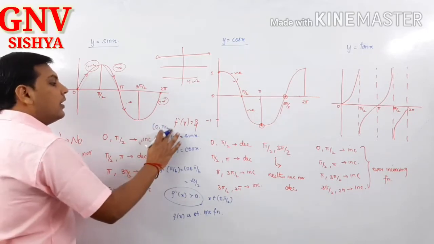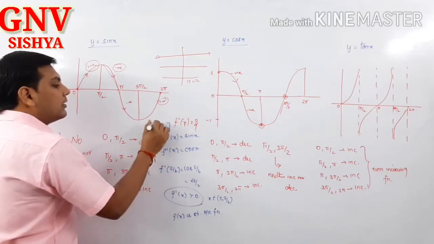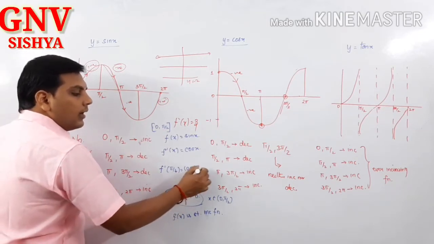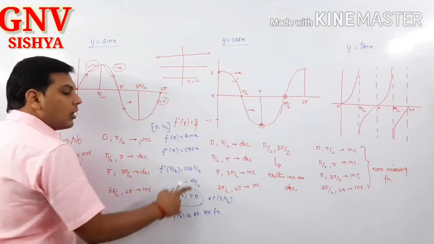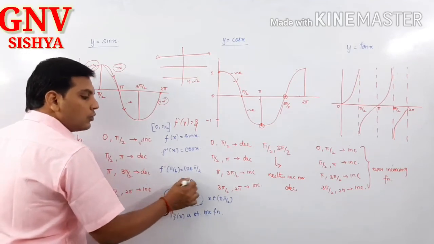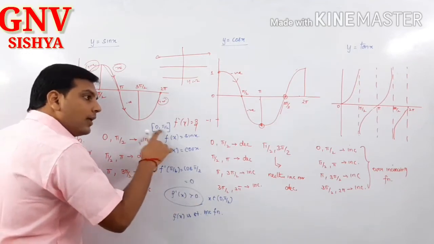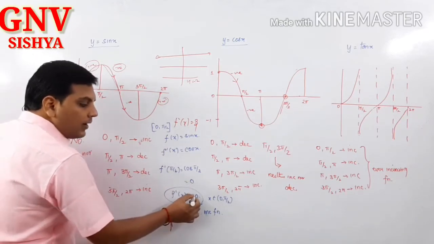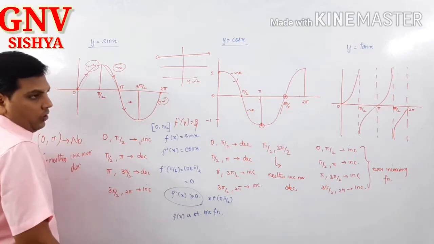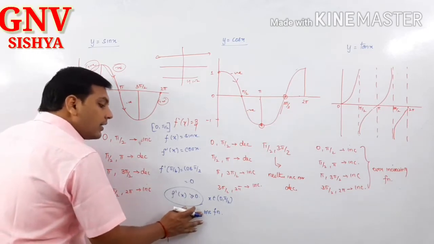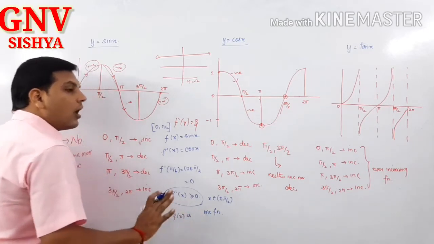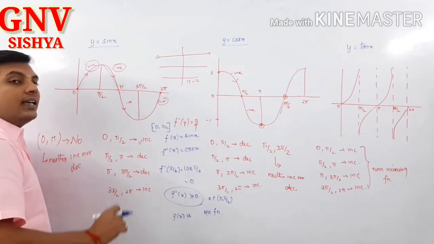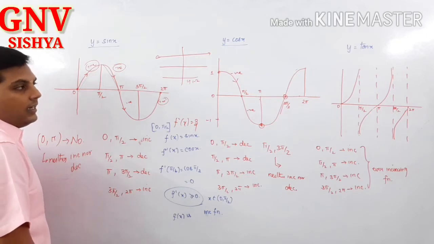Okay, sir, if the bracket is a closed bracket like this, what will happen, sir? I can even substitute pi by 2, correct? What is cos pi by 2? 0. So I am getting positive values in this interval as well as 0, which means f dash of x is greater than or equal to 0. In that condition, I can say that the function is an increasing function, but not strictly increasing.